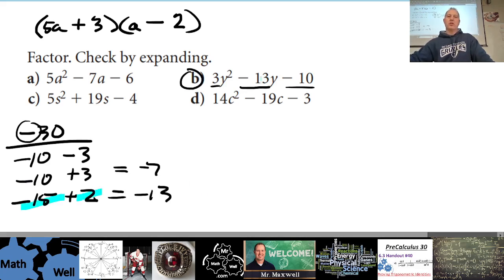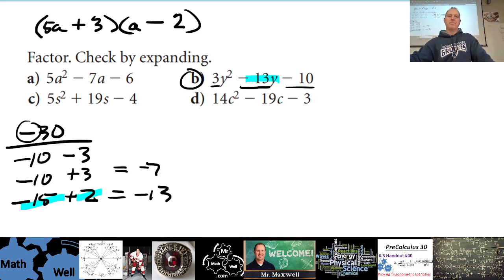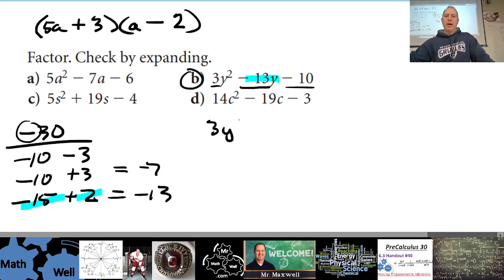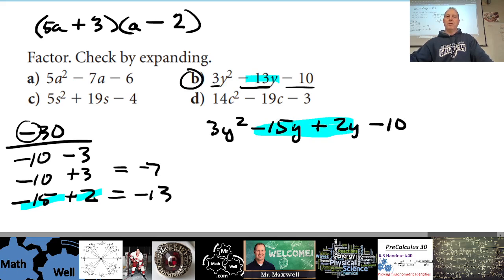So these are the ones that we want to split this middle term up into. So 3y squared minus 15y plus 2y minus 10. So that negative 13y has been split up with these two. Everyone see that?